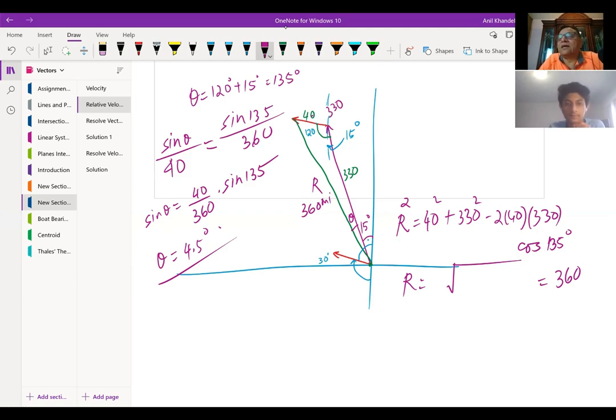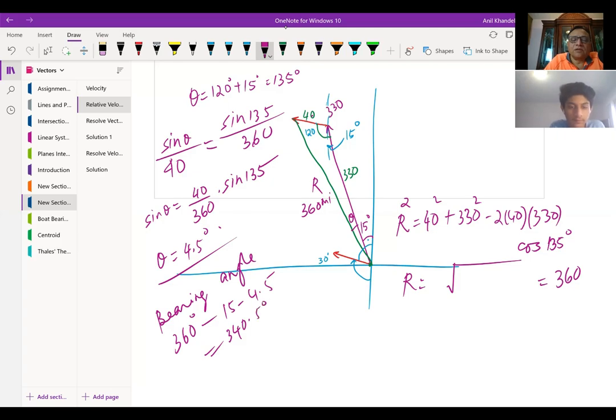From the bearing angle point of view, you can add 4.5 to 15 and take it away from 360. So what will the bearing angle be? You take away 15 and 4.5 from 360, giving 340.5. So this is how you could do it using the concept of sine law and cosine law. You get the idea?